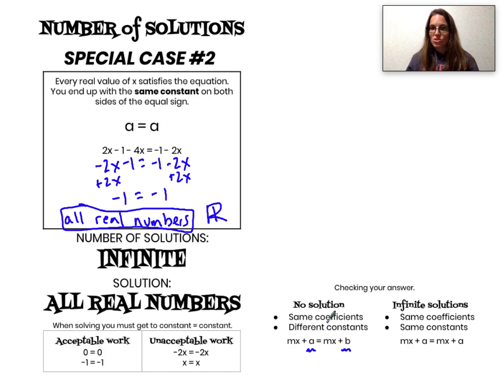However, in the infinite solution case, same coefficient times m, add a. Doesn't matter what I started with. If I multiply the left-hand side by m and add a, multiply the right-hand side by m and add a, I will always have a true statement. So this is how you will check your answer. You'll look for this pattern, but you cannot just stop here. To justify your answer, you have to get to the case where constant equals constant. If those two constants are the same, all real numbers. If they're different, no solution.